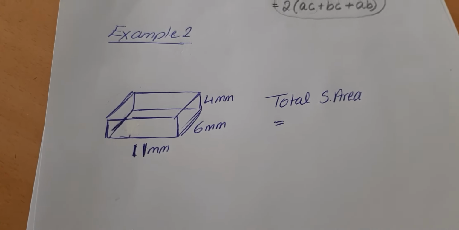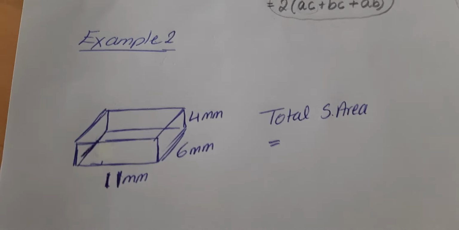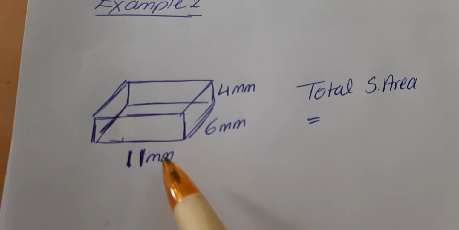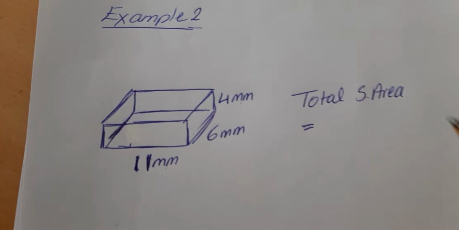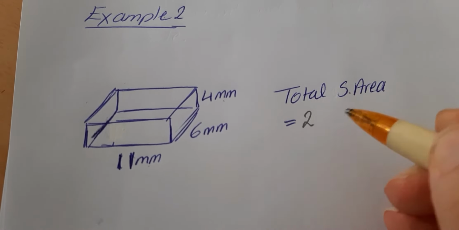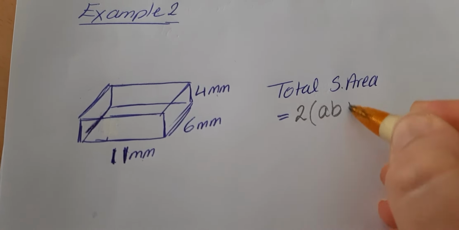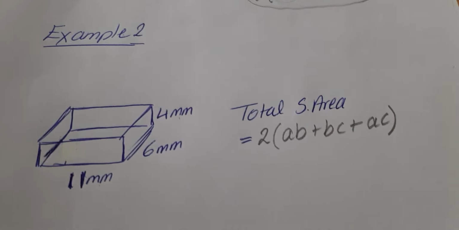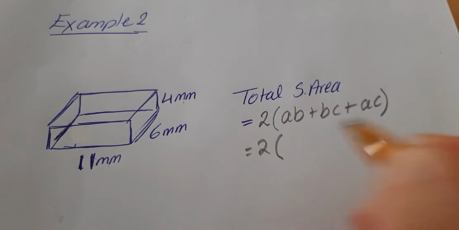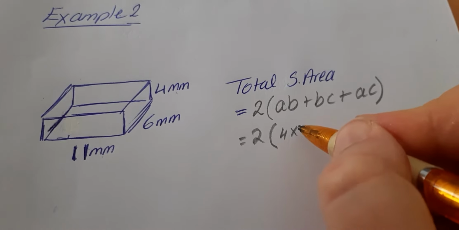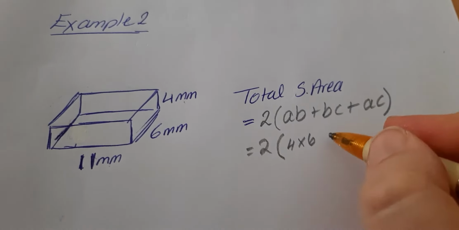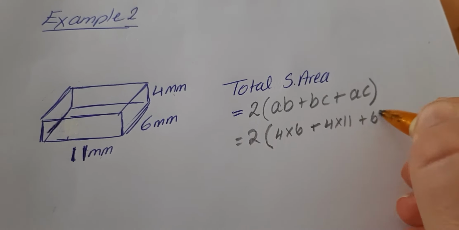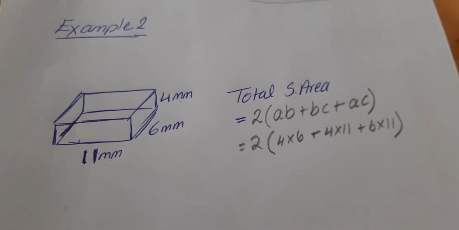Okay, let's look at an example here. We have a simple example. Find the total surface area of this cuboid. So we have the 3 dimensions: 11, 6, and 4. So the total surface area is 2 times, I'm going to just put them like this because I prefer the different combinations. So 2 times, I will say 4 times 6 plus 4 times 11 plus 6 times 11. It doesn't matter which order you do it in.